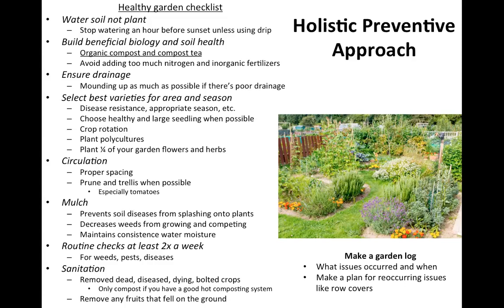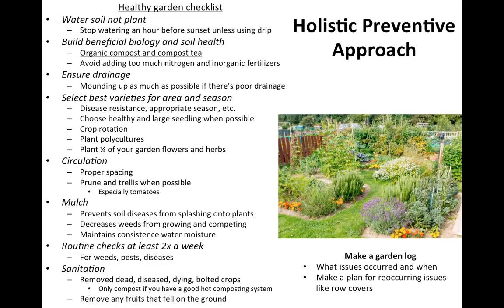Crop rotation, polycultures. You don't just want to plant all one crop. We want to create an ecosystem. A quarter of your garden could be full of garden flowers and herbs. Circulation is huge. Trellising, get things off the ground. Have circulation, prune your tomatoes, have proper spacing and things like that.